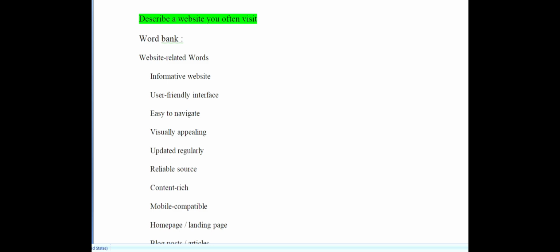Coming to the question, describe a website you often visit. When you are speaking on this, some related words are very important. So the words which are related to the website are: informative website. How was the website? Informative website. If you are not getting the words, keep the words very simple.